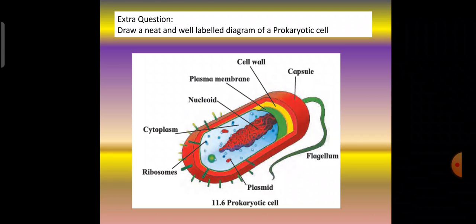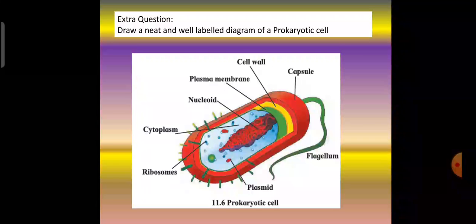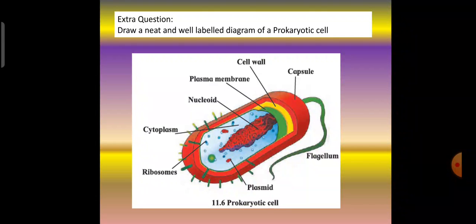The last question that you have in the exercise, you're not going to write that in the notebook. Instead, you have an extra question for a diagram. Draw a neat and labeled diagram of a prokaryotic cell. So this figure you can make. You need not make a colorful one, but you draw a proper figure with the proper labelings.